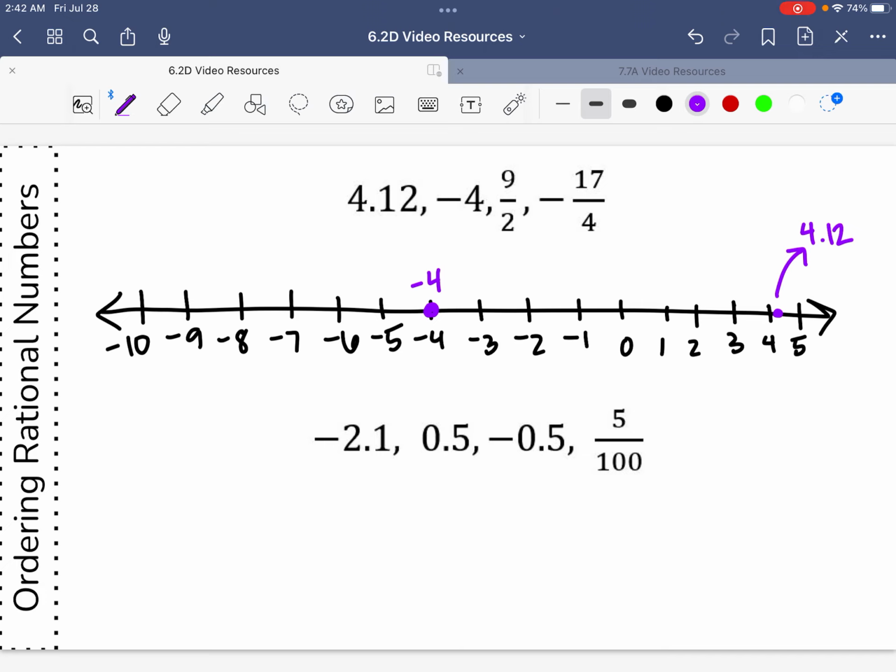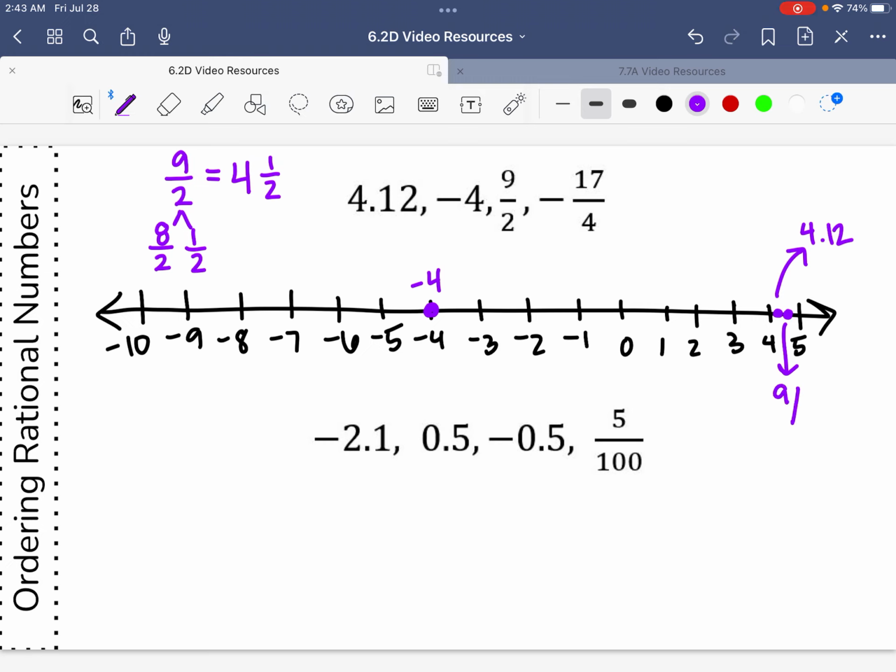So I'm going to take 9 halves and I'm going to decompose it. And I know that 9 halves decomposes into 8 halves with an extra half. 8 halves is equal to 4. So 9 halves is really 4 and 1 half, which makes it a lot easier for me to graph on my number line. So again, I know 4 and a half falls between 4 and 5, and it's actually going to be right in the middle. So it will be to the right of 4 and 12 hundredths.